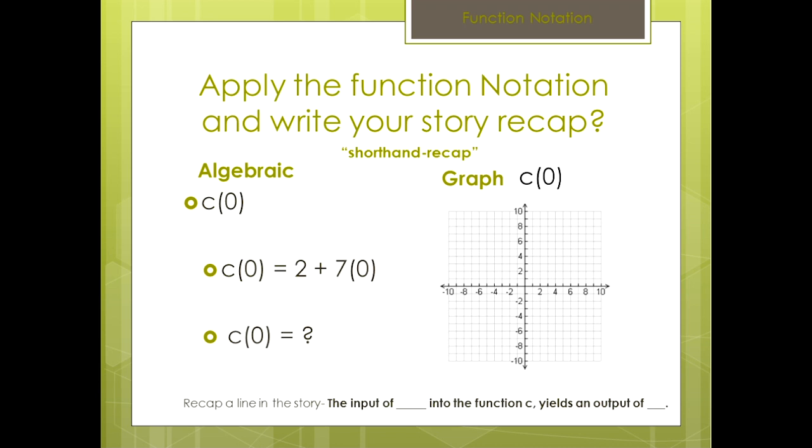Hope you were successful with evaluating and presenting the graph to recap your story. So let's go over this together. This time, instead of using 1, our input is going to be 0. So just like in the previous example, everywhere we saw X, we replace that with 0. Doing the arithmetic, we should end with 2 as our output. So we're going to plot that right on our graph at 0, 2.